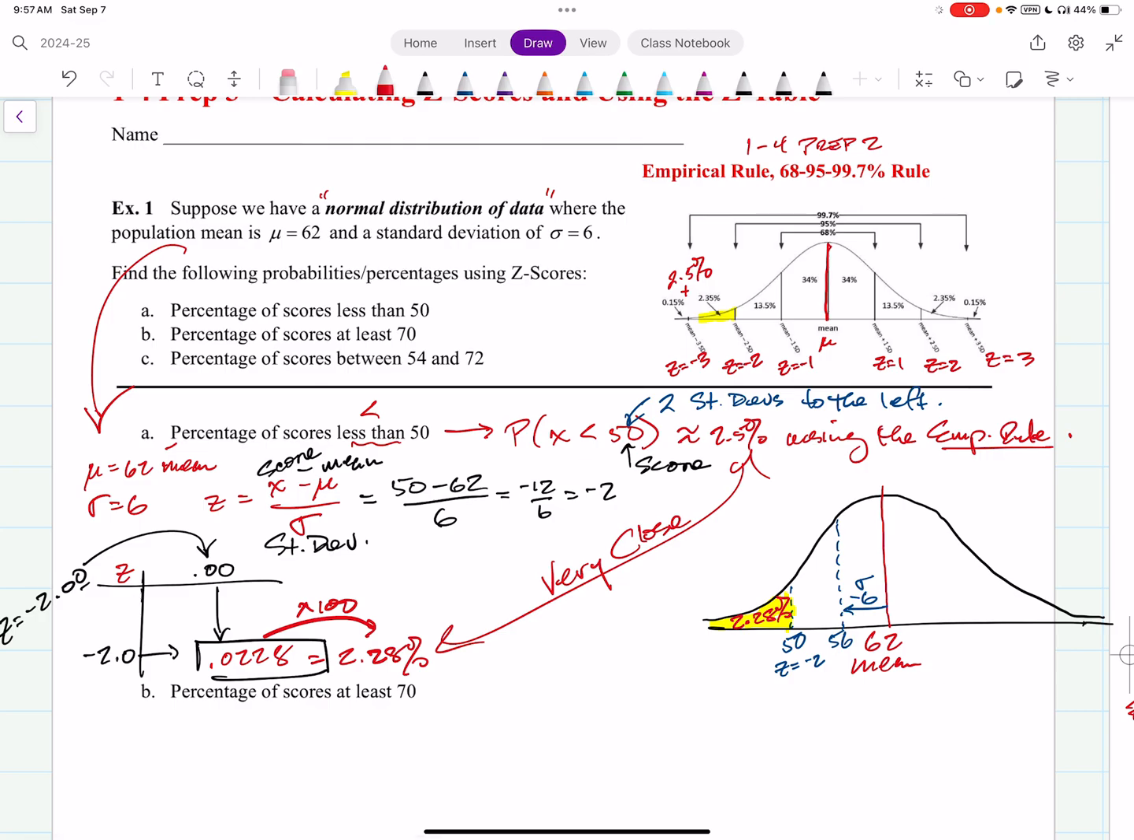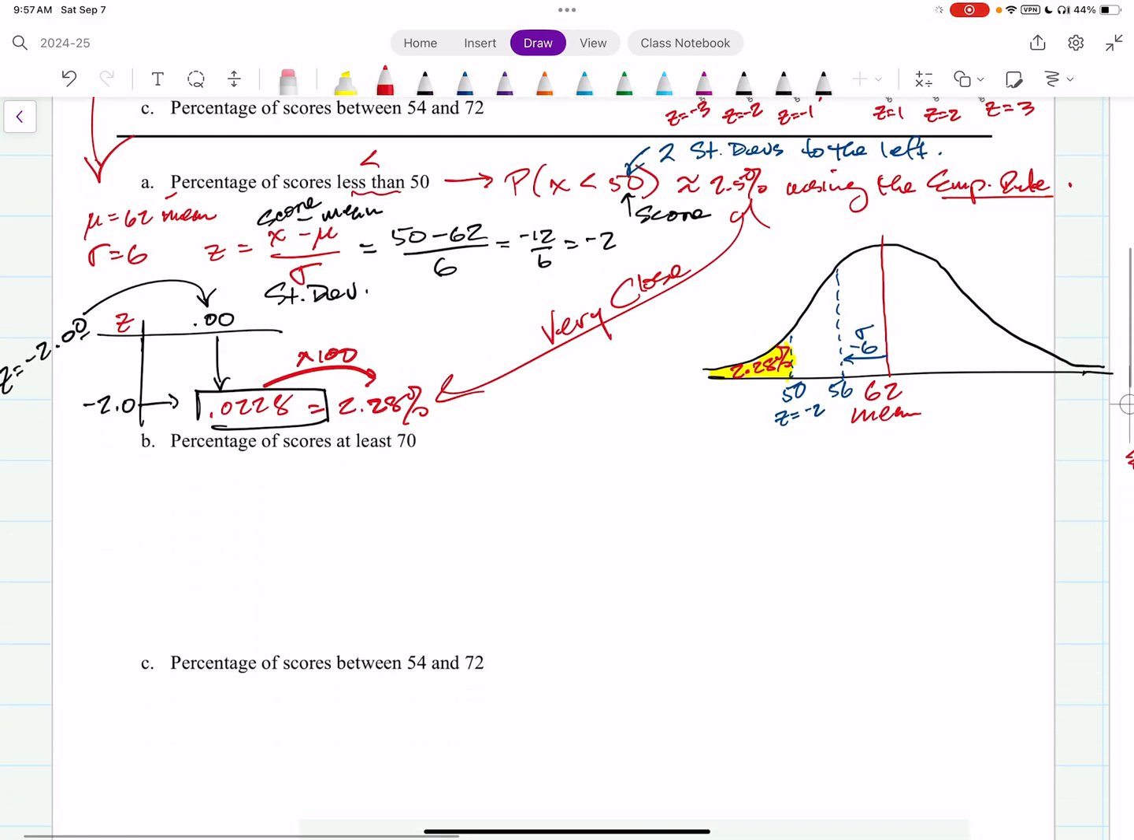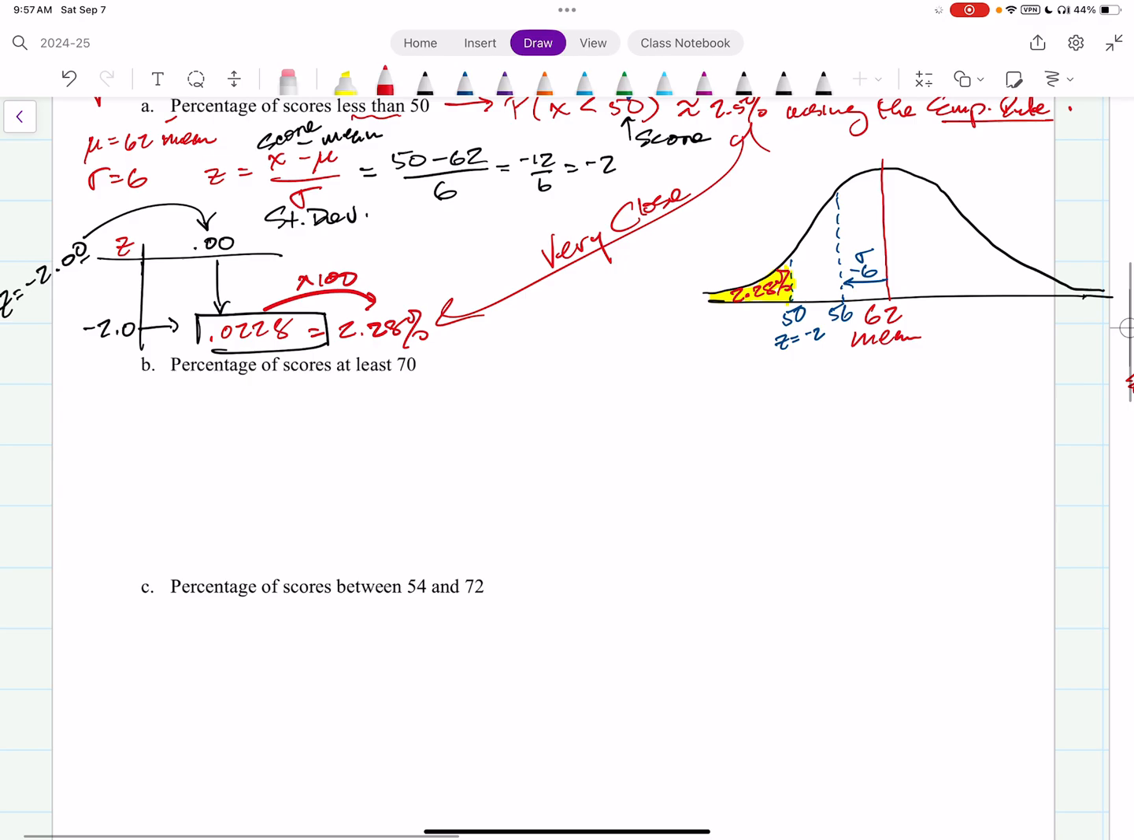All right. Now there's three different cases here that we want to analyze. We just found the percentage of scores less than 50. Secondly, we want to find the percentage of scores at least 70. And then third, we're going to find the percentage of scores between 54 and 72. Okie dokie. And we're going to do the same thing, but it's slightly different. So the first thing we do is we interpret it mathematically. If you're trying to find the percentage of scores at least 70, the way you write it is P for percentage. You want to find the scores that are greater than or equal to 70. Okay, what is that equal to?